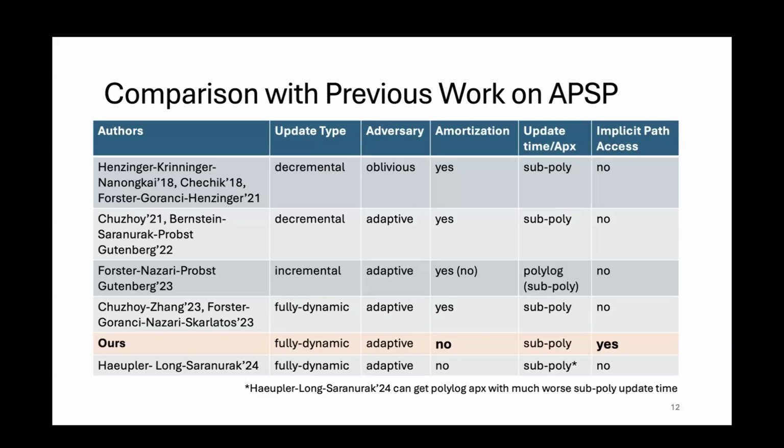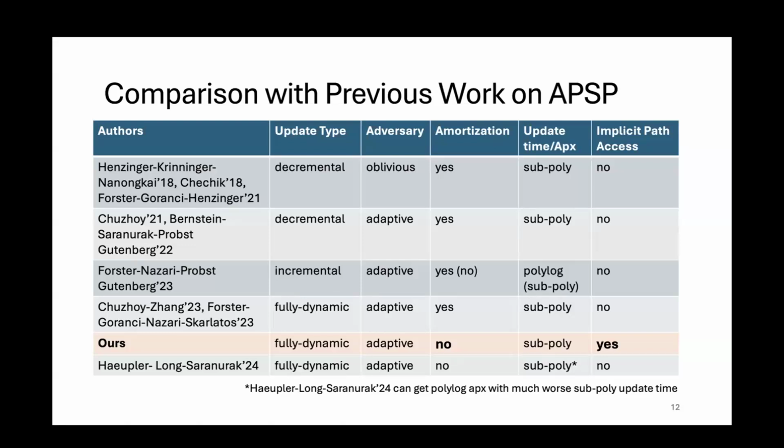Forster, Nassari, and Probst-Gutenberg further got an algorithm that deals with incremental updates, which are just edge insertions, again against an adaptive adversary, and the update time is just polylogarithmic. The algorithm is amortized, but we believe that one could de-amortize it at the cost of going to a subpolynomial update time / approximation. Then the algorithms by Chuzhoy, Tsang, and Forster, Goranci, Nazari, and Skarlatos finally got fully dynamic updates.